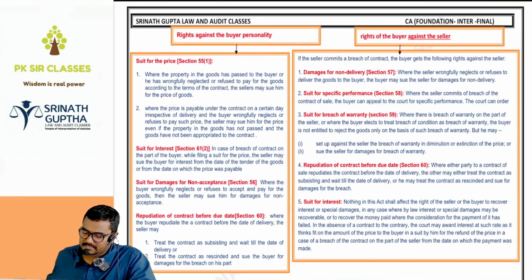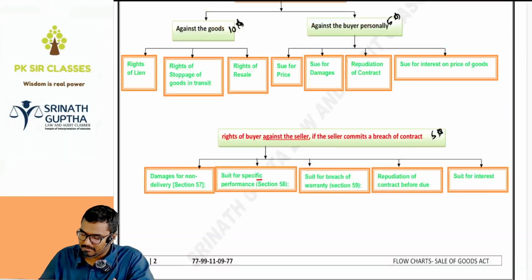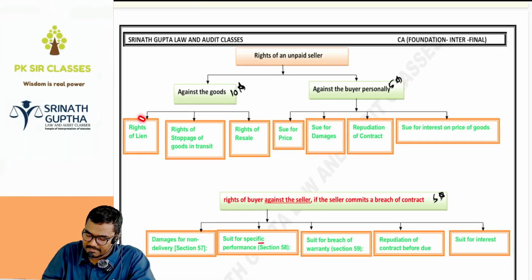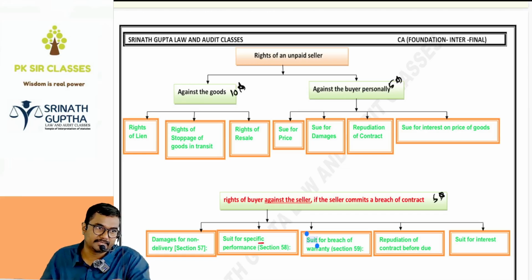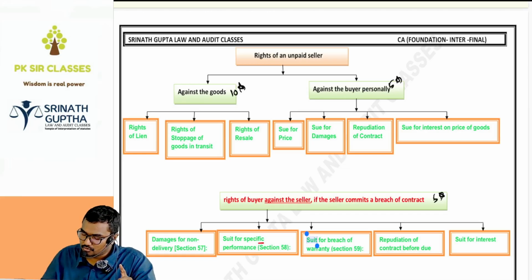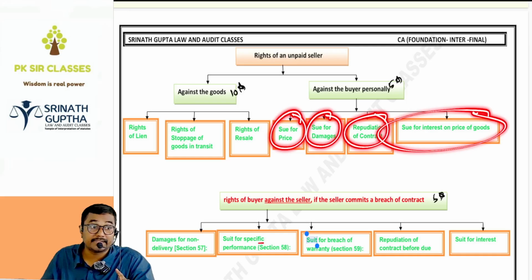Next, we discuss the rights against the buyer. Being an unpaid seller, if he's not paying the money, we can exercise the lien, the stoppage of goods, and the resale. What can I do against the buyer if the buyer doesn't make the payment? Sue for the price, sue for damages, sue for the repudiation of contract, sue for the interest on the price.